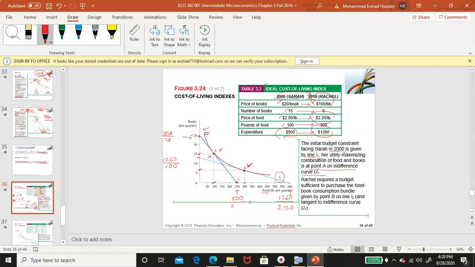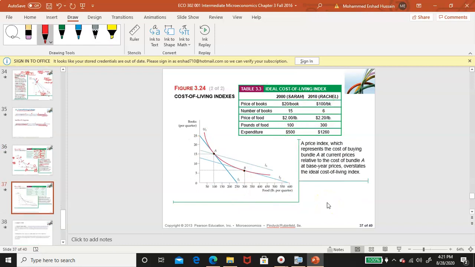Now Rachel requires a budget sufficient to purchase the food-book consumption bundle given by point B on line L2 and tangent to indifference curve U1. So in both cases A and B tangent, so they are maximizing utility. Now this is the cost of living index, and this is a price index which represents the cost of buying bundle A at current prices relative to the cost of bundle A at base year prices; it overstates the ideal cost of living index. See, so what we now have is L3.